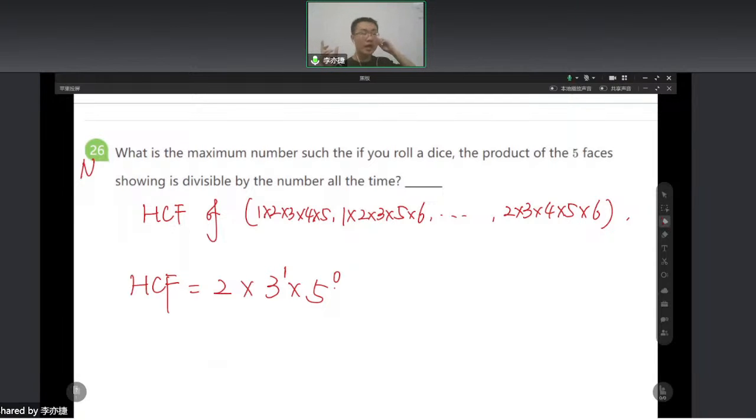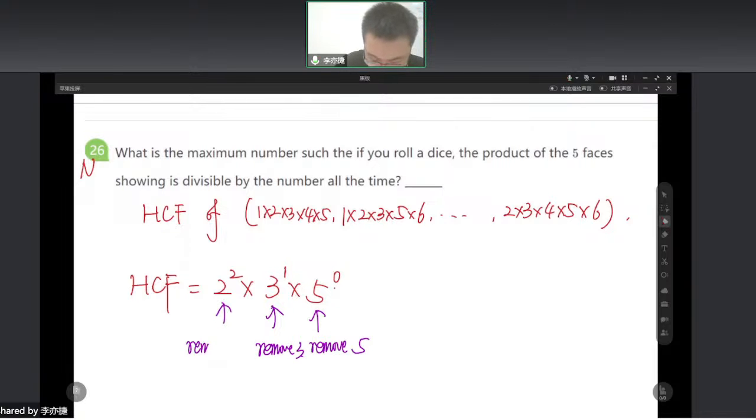For the 2s, we have 2, 4, 6, which is four 2s, but as long as we remove the 4, there are only two 2s. So we define the exponent of the prime numbers, which is much easier. We cannot have a 5; if we remove 3, there is only one 3; if we remove 4, there are only two 2s. So the answer is 12.